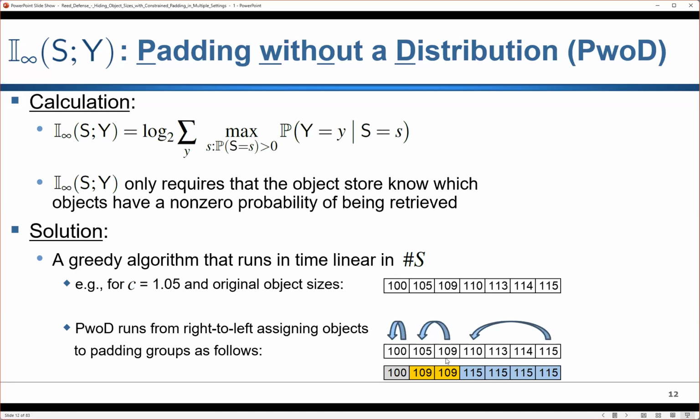And so for this same subset of objects here, you can visualize PWAD as running from right to left in a greedy fashion, starting with the largest size, 115, and then adding objects to the 115 padding group until it gets to 109. 109 could not be padded to 115 for this value of C. So then 109 becomes the next padded size, etc.